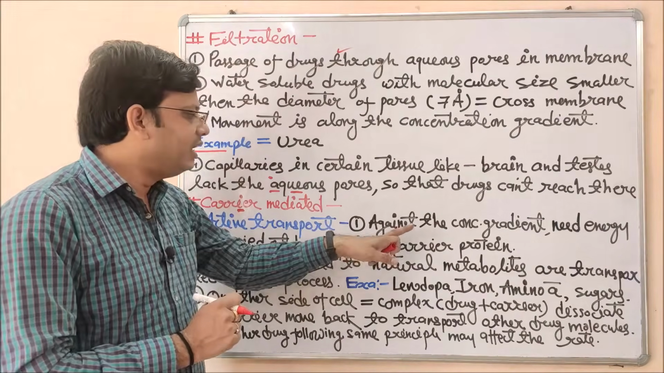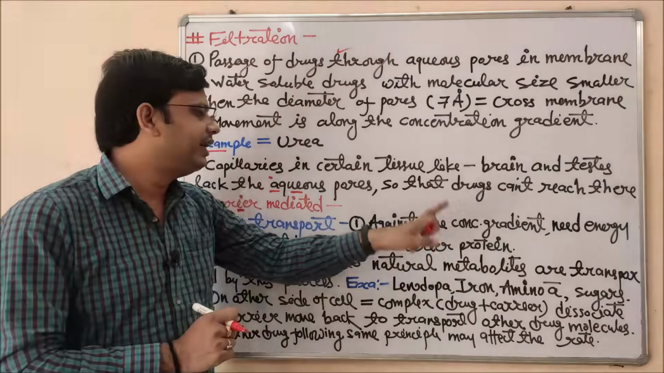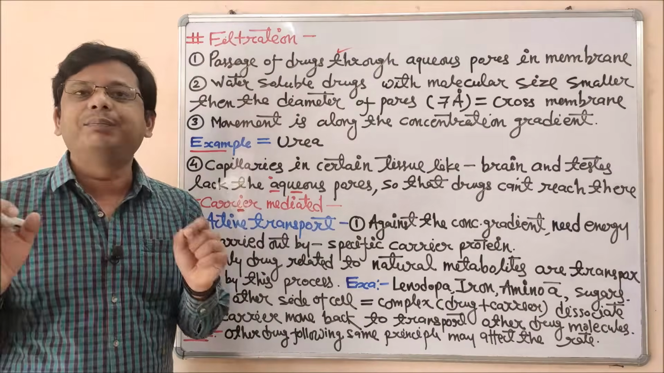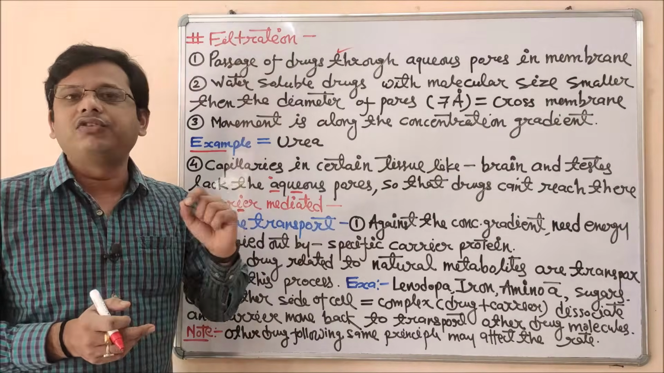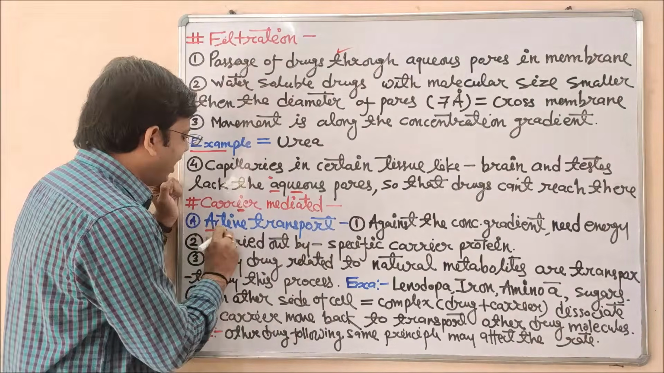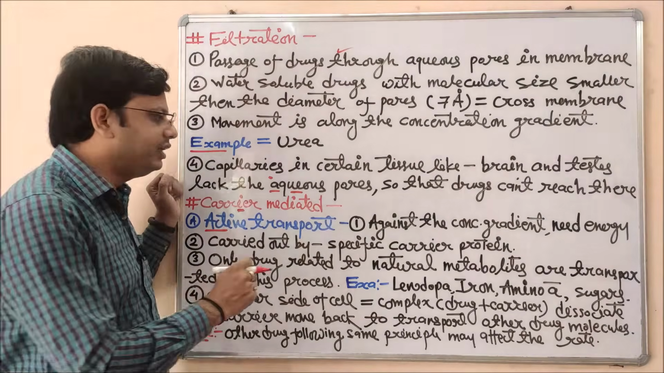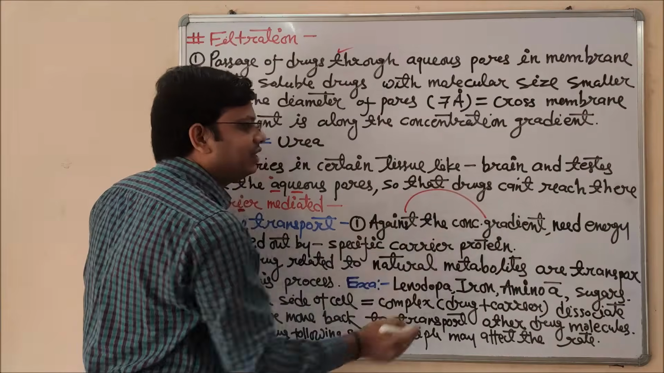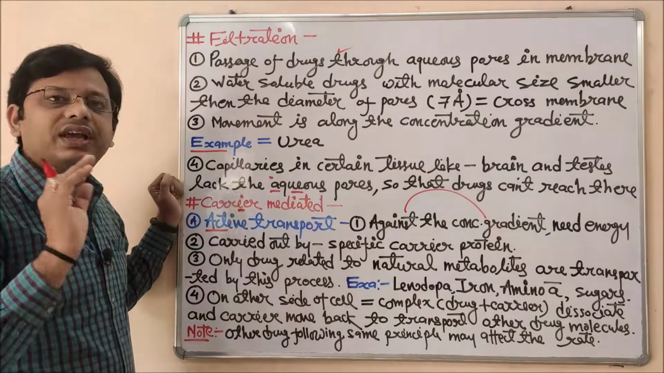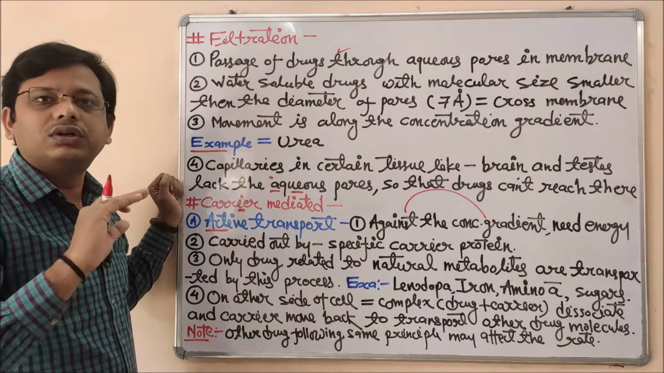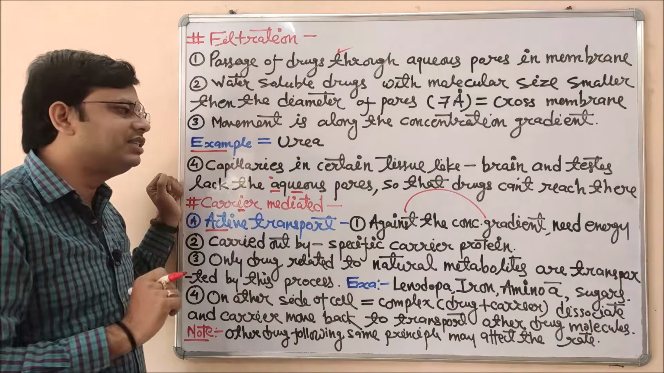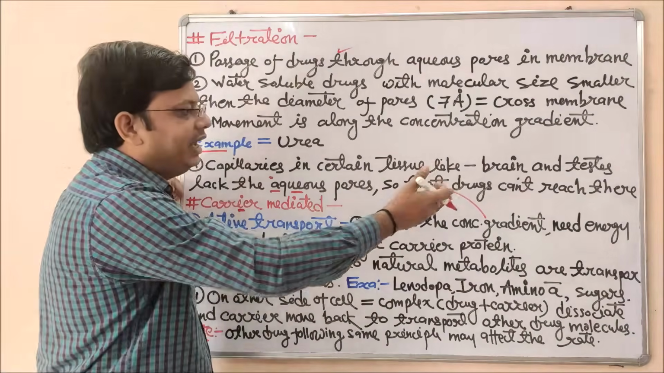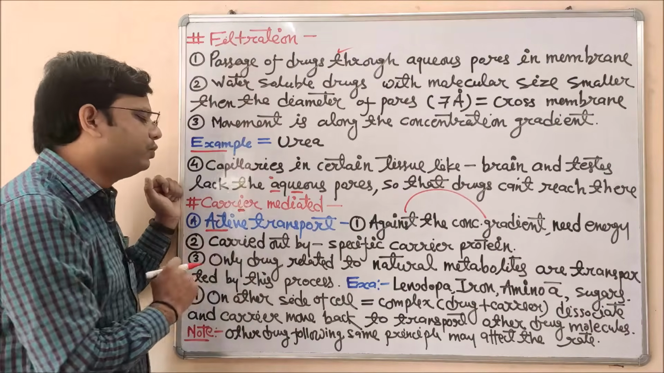In this, it goes against the concentration gradient and needs energy. In case of passive diffusion, we have seen that it is totally independent of energy, that energy is not required. But in case of active, as the name indicates, I have also explained this word active. So this is a process which takes place against the concentration gradient. They will not follow the basic rule. They will go against the concentration, and to go against the concentration we need energy. So energy is needed for the process of active transport.